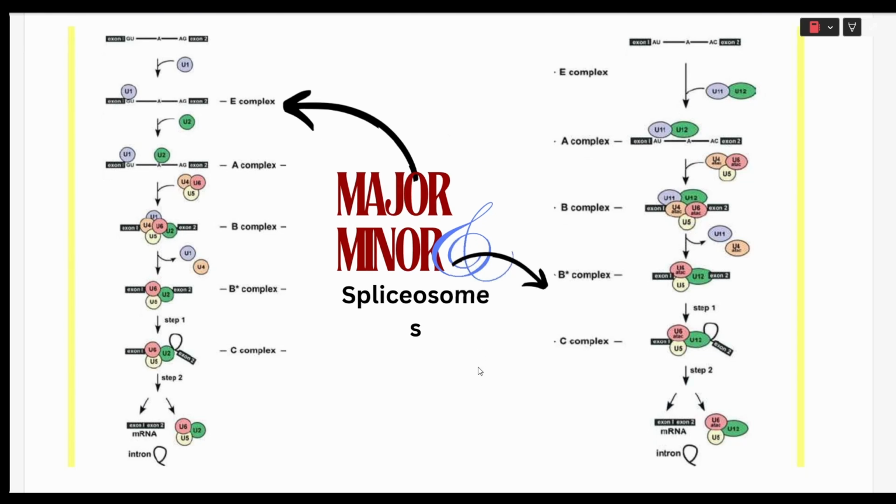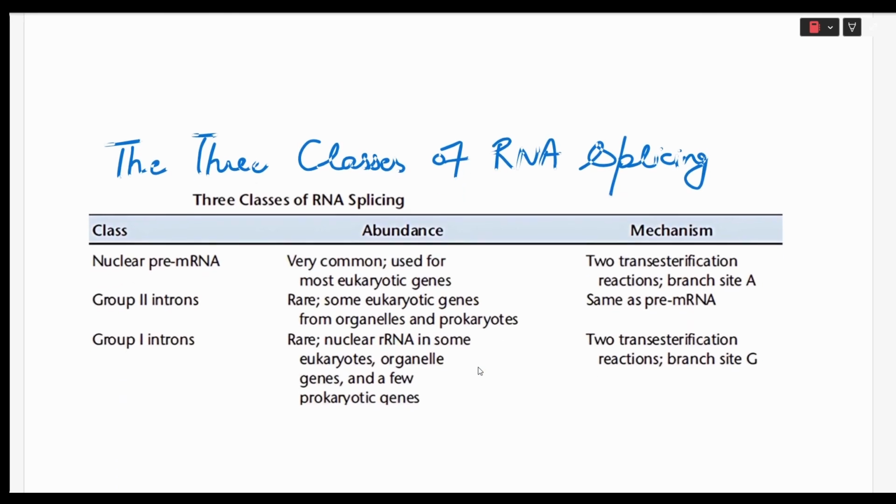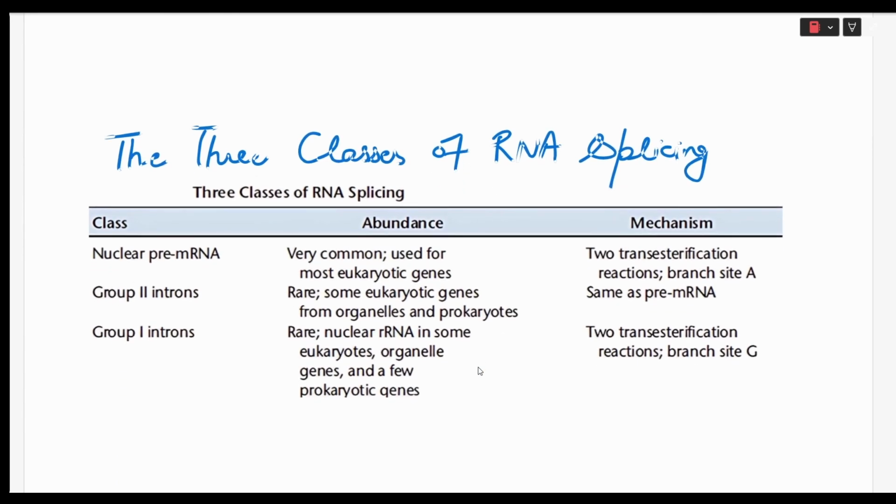So this is the major and the minor spliceosomes. Now let's talk about three different classes of RNA splicing. Basically there are three. For example, the first one is what we call nuclear pre-mRNA splicing, as it is mentioned here. Then group 1 and group 2. You can mention them in any order. The group 1 and the group 2, these are self-splicing.